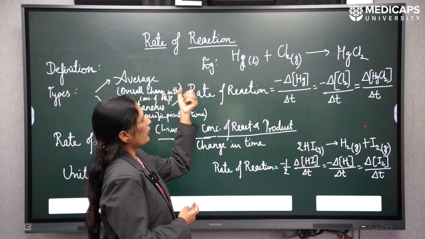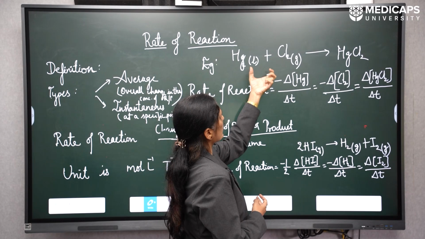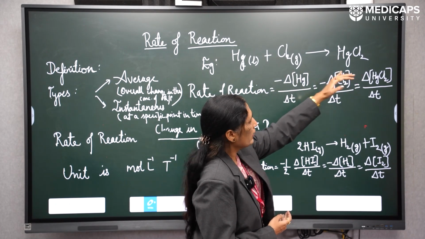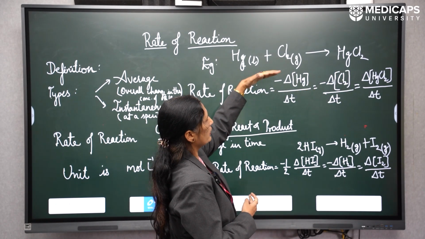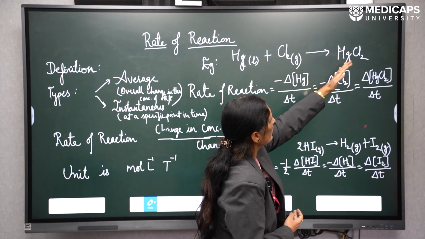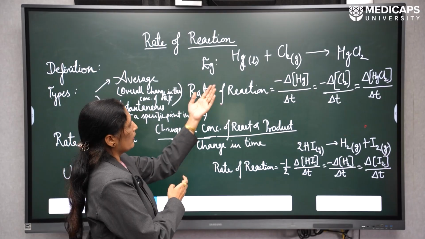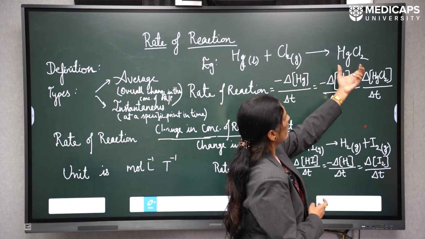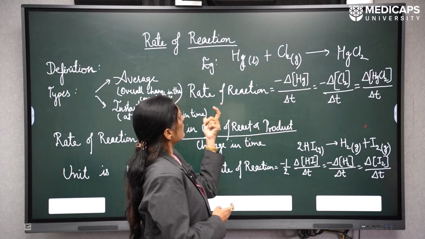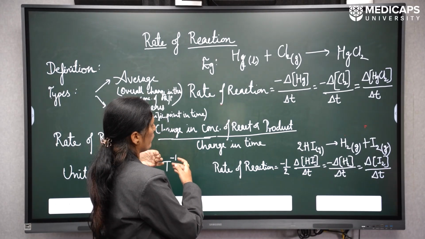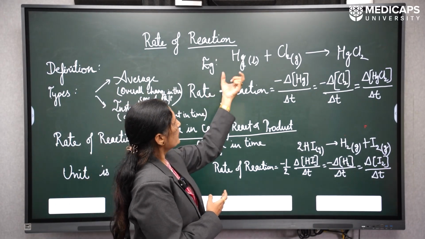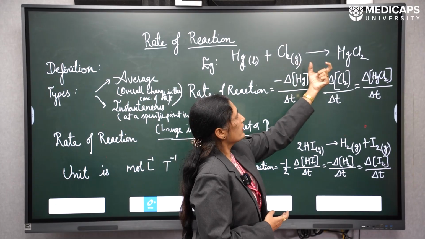Here is the example of this reaction: mercury plus chlorine gives HgCl2. In this reaction, these are the reactants, and this is the product. Consider this one: the reaction is in liquid phase and gas phase, and this is the final product. So how is it represented with the help of the rate of reaction? We can represent it as: this is the reactant, this is the reactant, and this is the product.